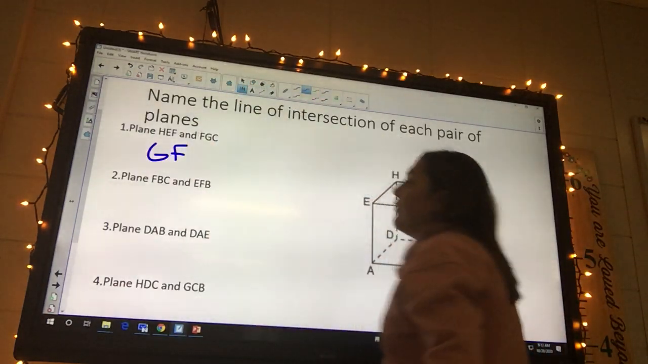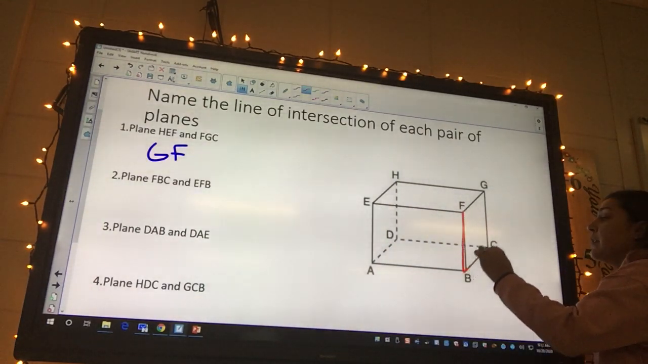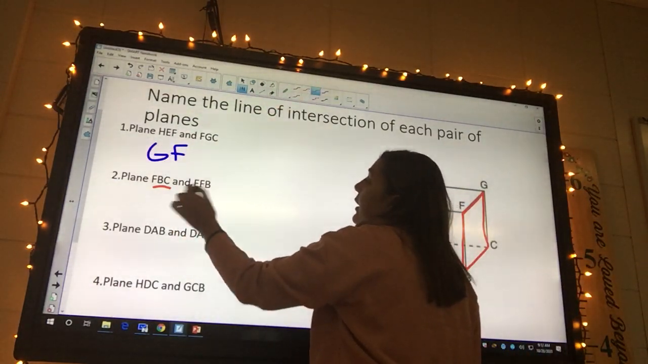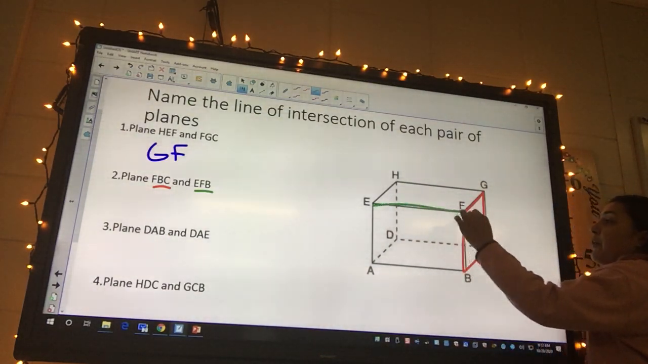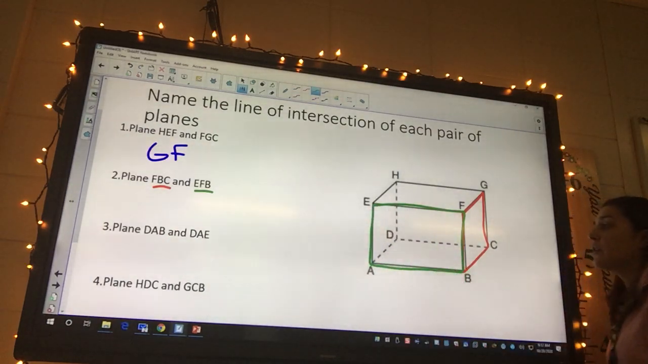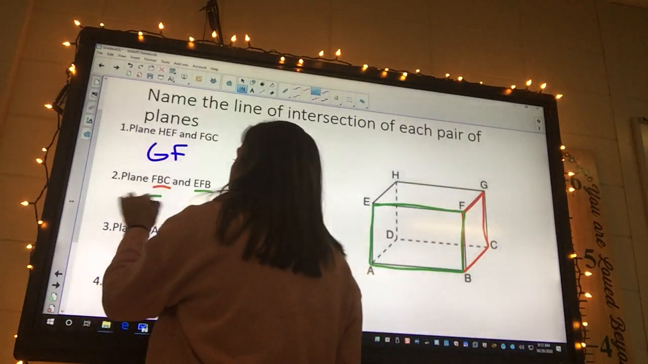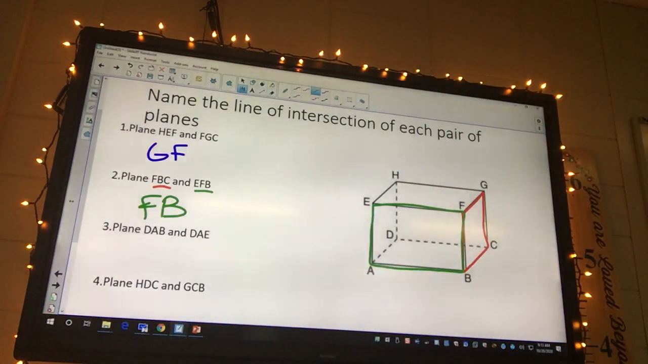Let's look at the other one, FBC. Take a look, find them, FBC. And then we need to find the other one, EFB. Where is it crossing twice with both colors? FB. Okay, or you could say BF. You guys are going to do 3 and 4 on that page.